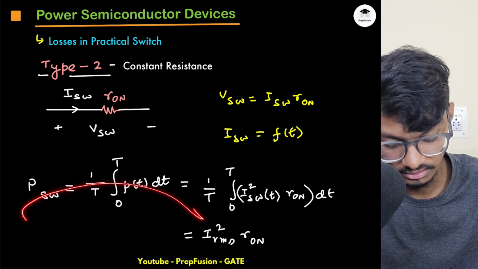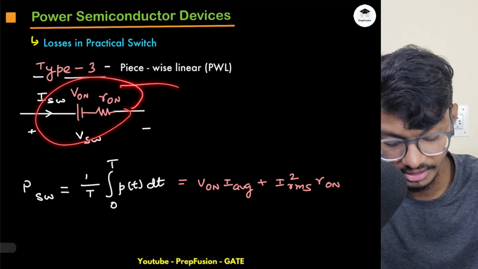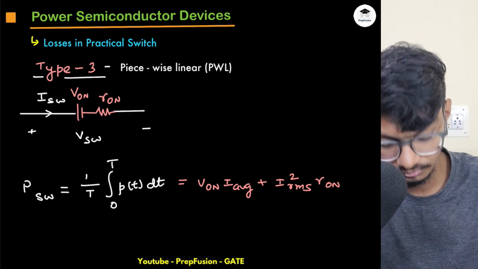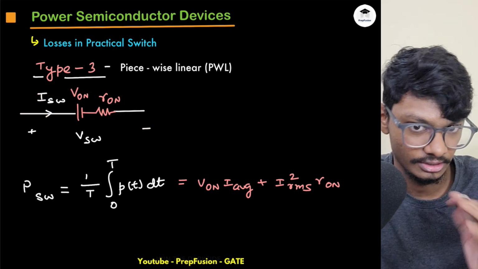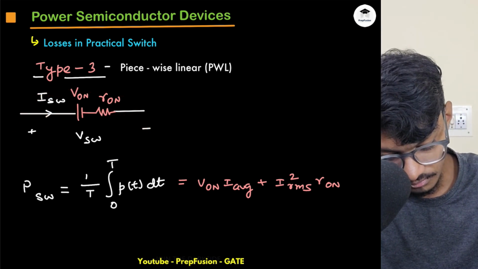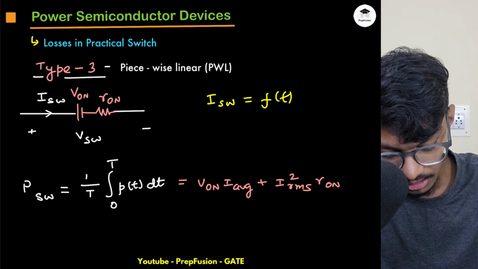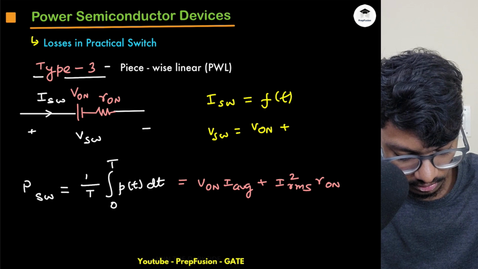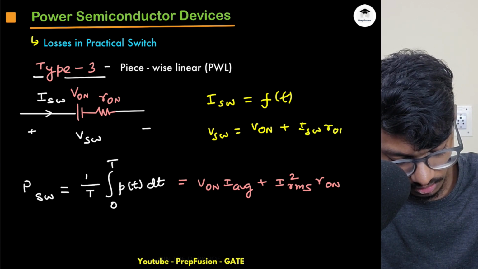Again, just use the simple derivation. Don't have to remember anything. Now if you use both of these, this is known as the piecewise linear model, and in diodes I hope you have studied it. If you use both, then the drop across V switch and I switch will be a bit difficult to compute. I switch will be some function of time again, and V switch I can write in terms of I switch: V switch is equal to V on plus I switch into R on.